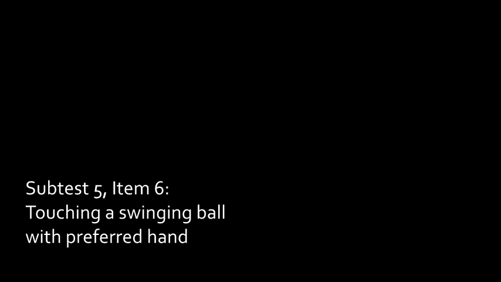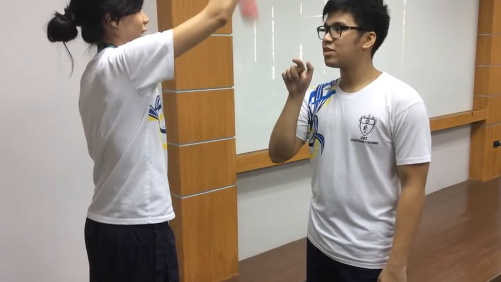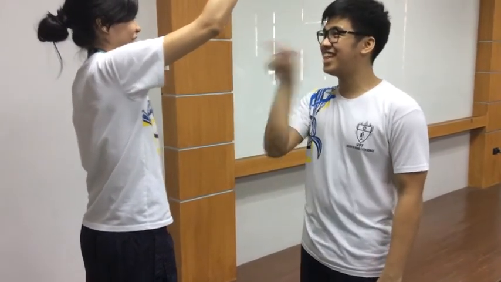Subtest 5 Item 6 Touching a swinging ball with preferred hand. The subject uses the index finger of the preferred hand to touch a ball as it swings in front of the subject's face. 2 practice trials and 5 recorded trials.